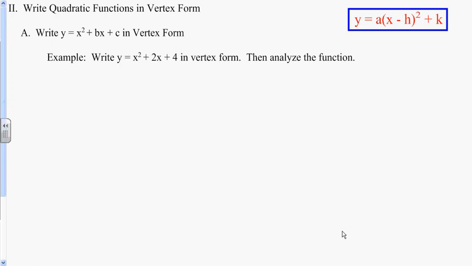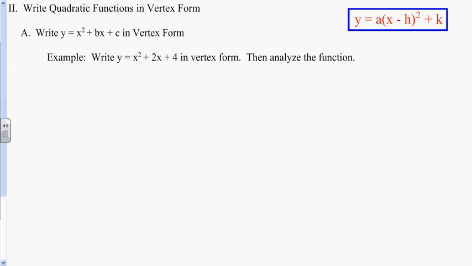Starts lesson 6.6, part B. So how do we write an equation that's in standard form and put it in vertex form? Well, that's where completing the square comes into play. Yes, a heavy sigh from everyone, but it does have a very useful purpose.